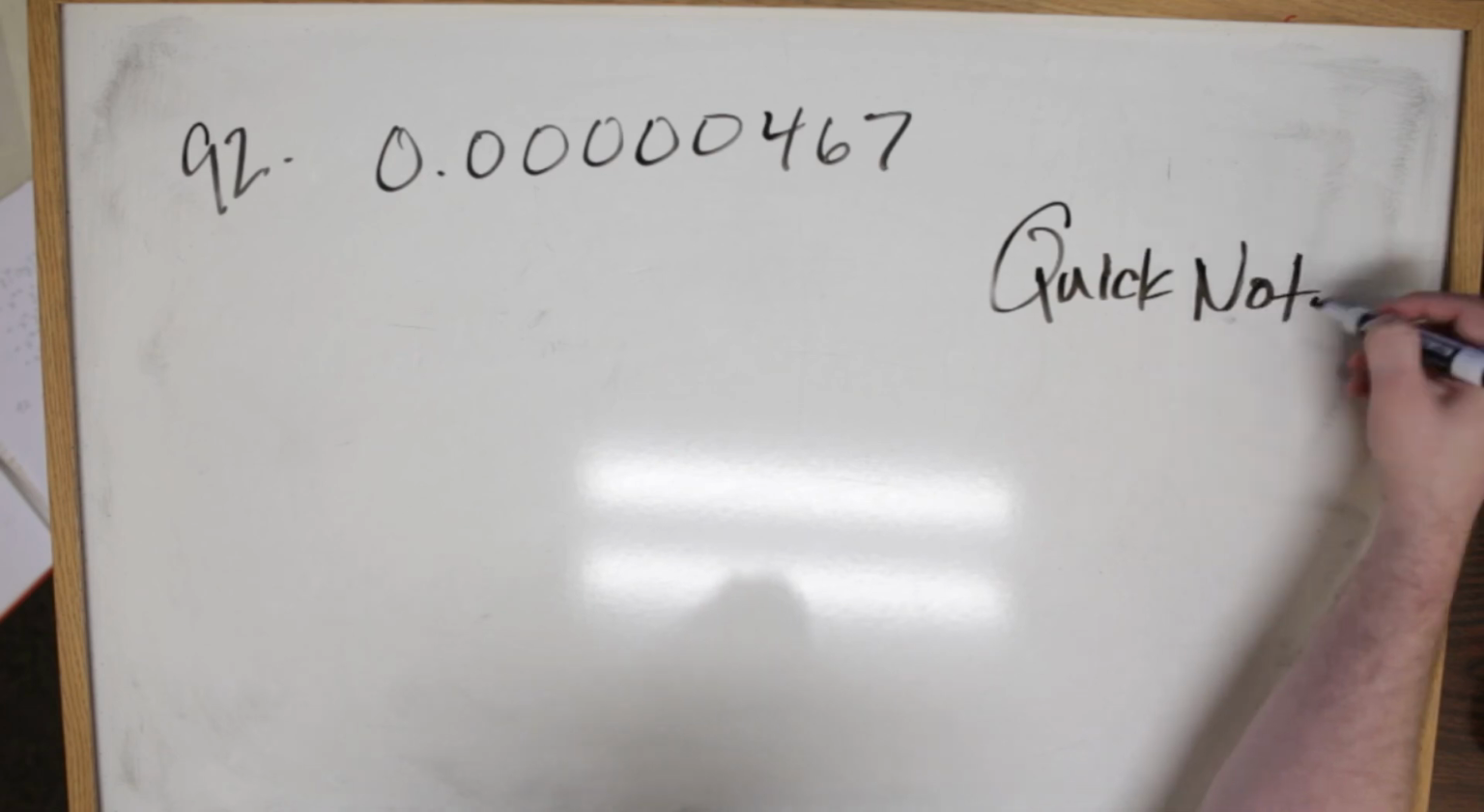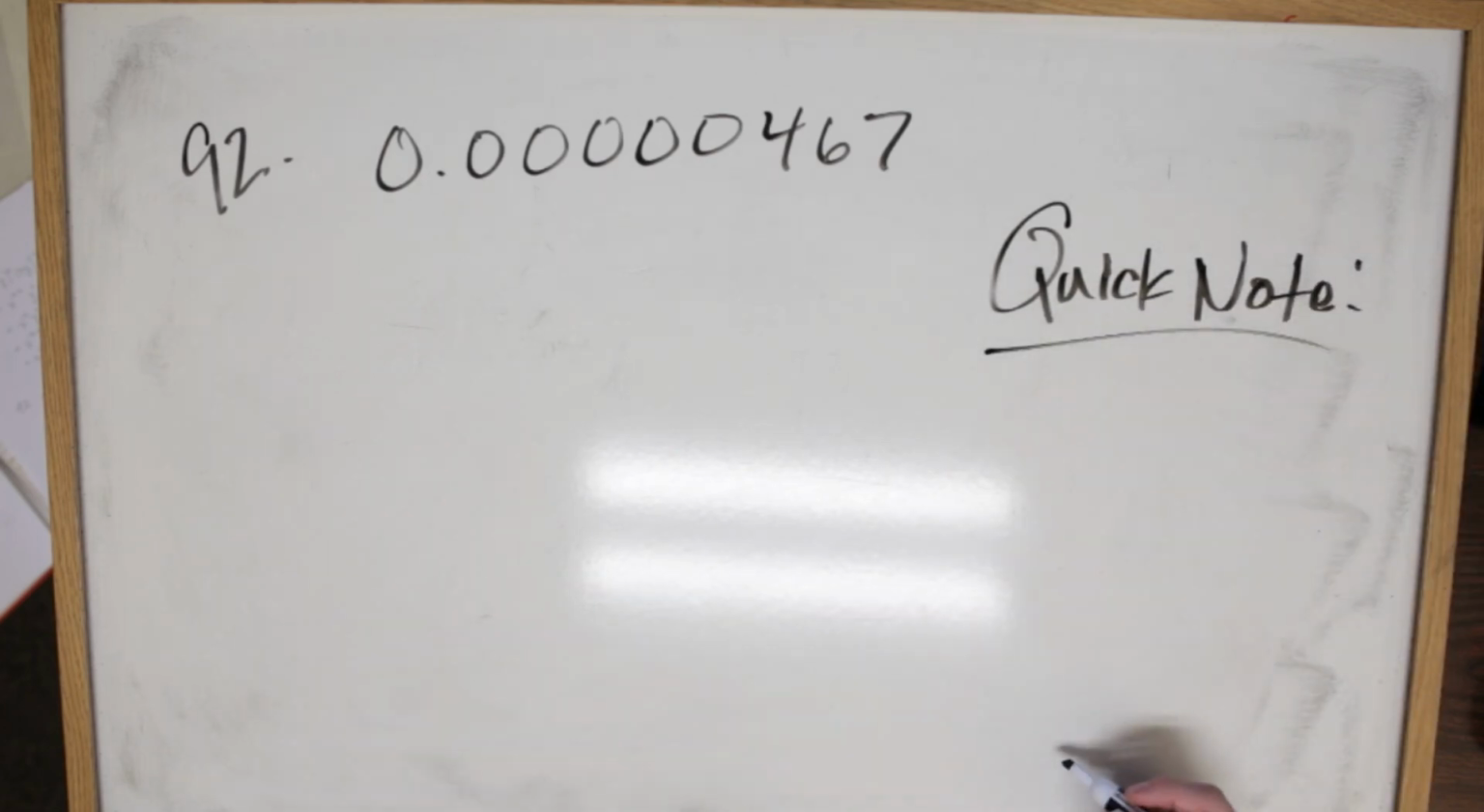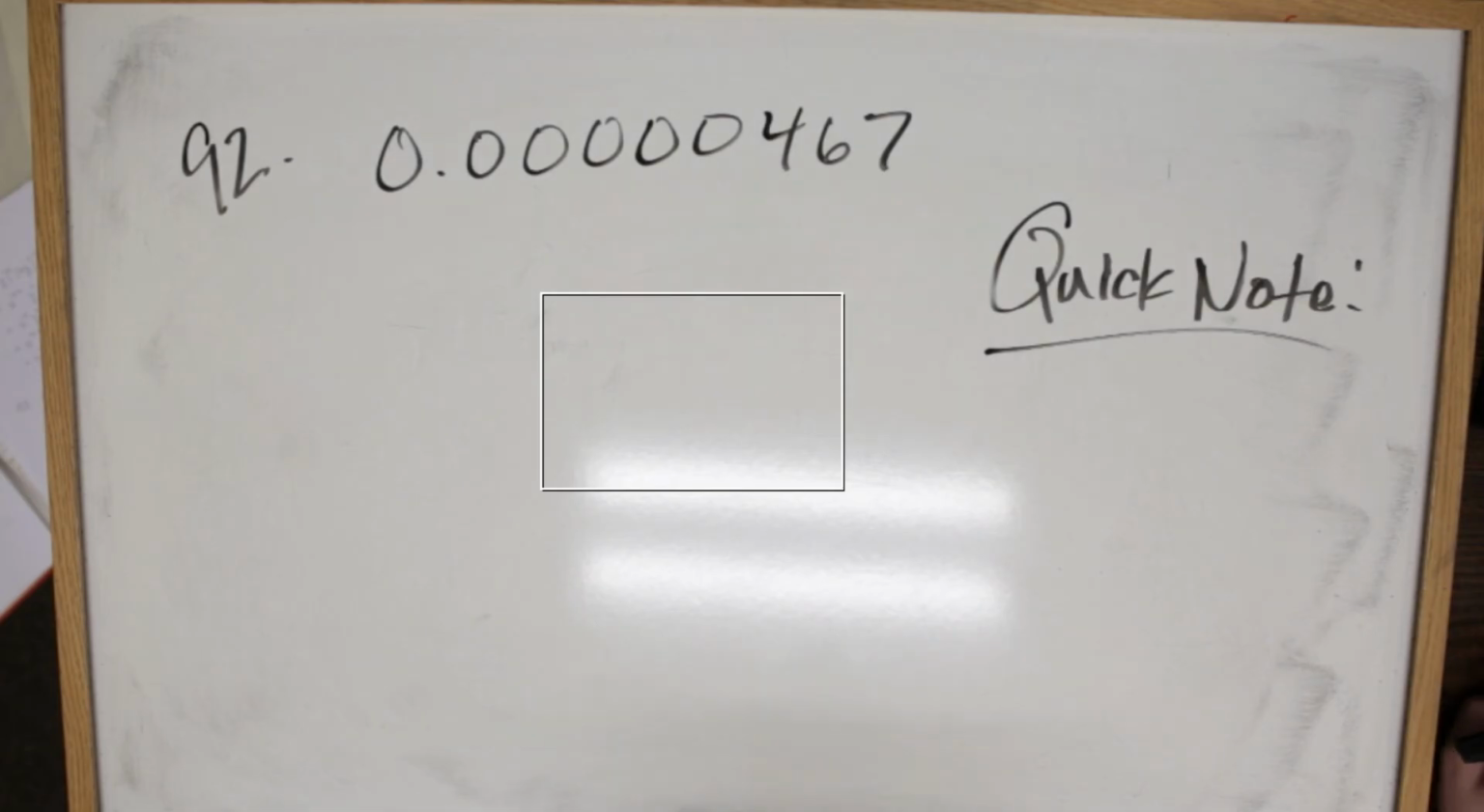Okay, so quick note. This is important. Write it down. Keep an eye on this. And of course my camera turns off, so now you can't see it. Hang on, it's coming back. I promise. Okay, here we go.